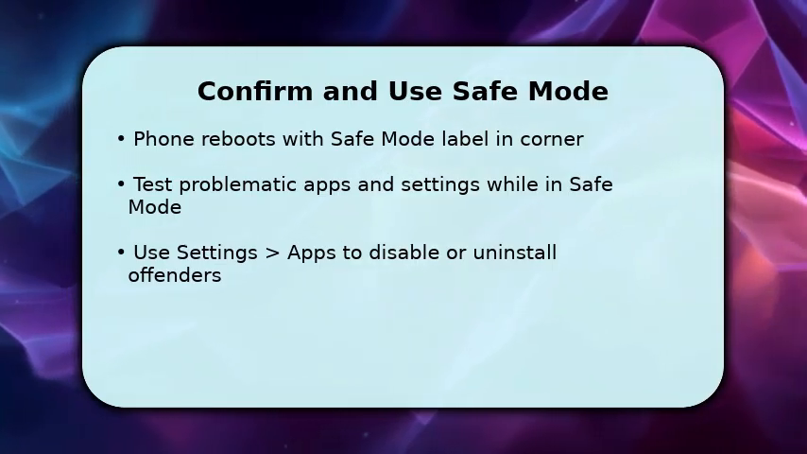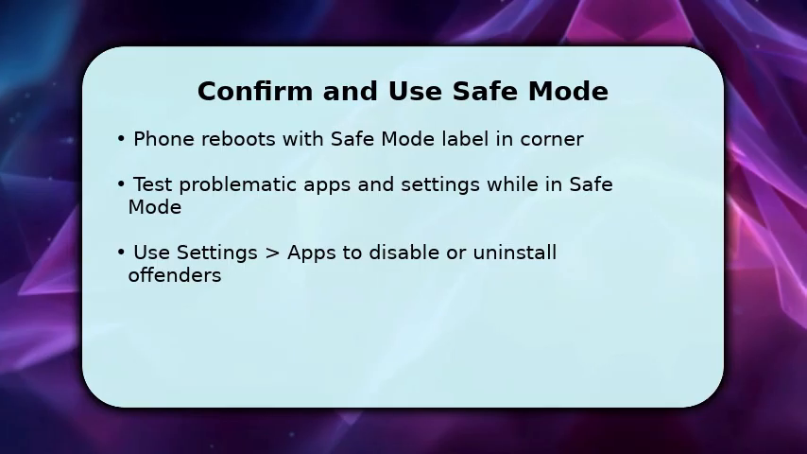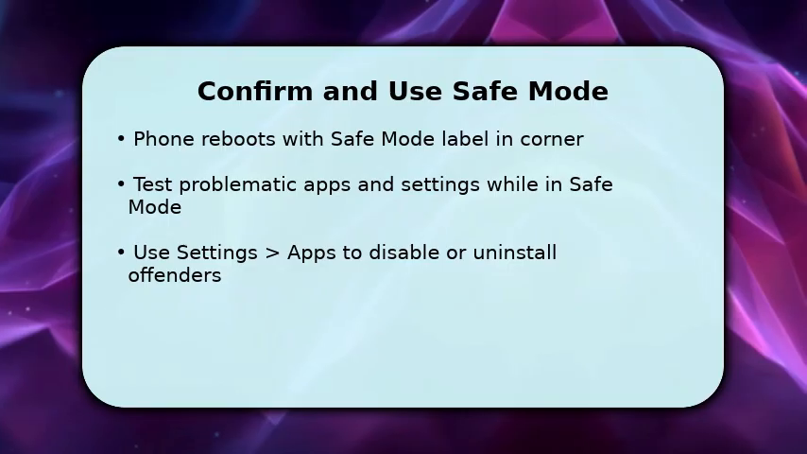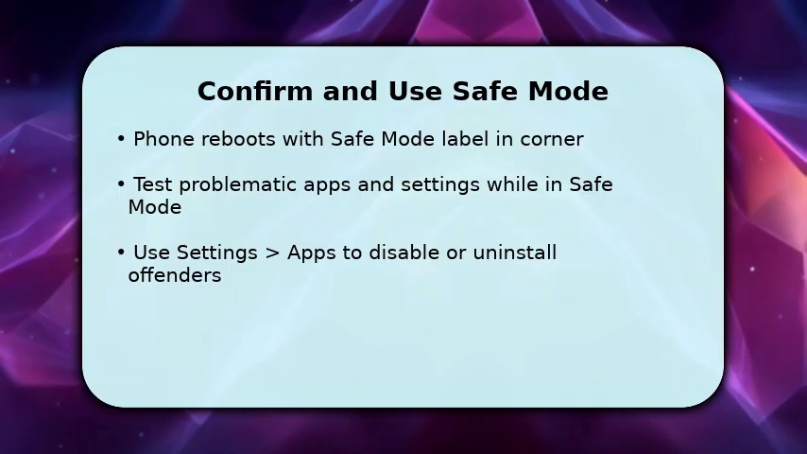If a misbehaving app is identified, go to Settings, then Apps, locate the app and uninstall or force stop it. This removes the cause without a factory reset. Make sure to note which app caused the problem before rebooting normally.